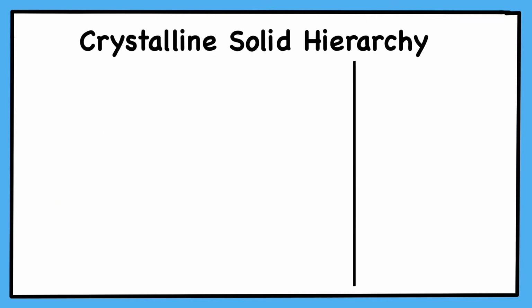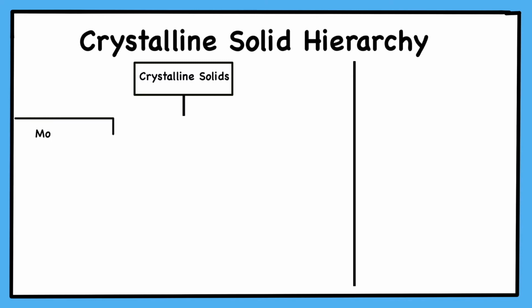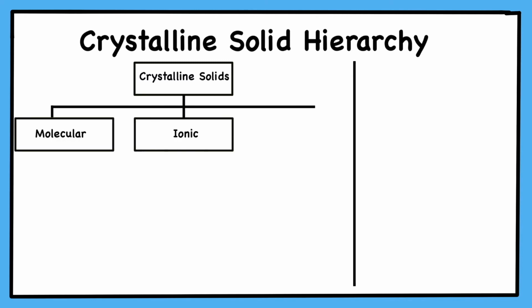Now that we got that out of the way, we can talk about the type of crystalline solids and the crystalline solid hierarchy. Our three major branches of the crystalline solid hierarchy are molecular solids, ionic solids, and atomic solids. And they are going to be differentiated by the individual units that make up these solids. Our first one is molecular solid.